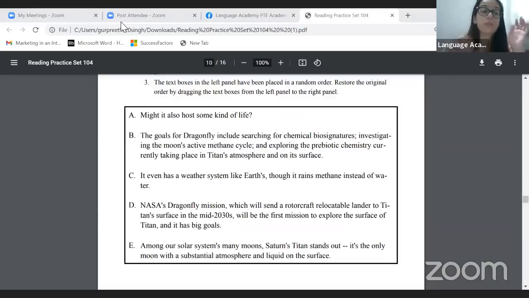I have a question. I want you to answer that question and then you can change your answers. So the question is, what is Titan? In this question, in this reorder, what is Titan? Give your answers in the chat box. What is Titan in this question? Titan is a moon, Titan is a sun, Titan is what?